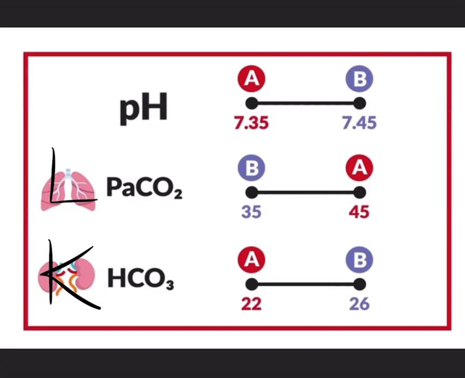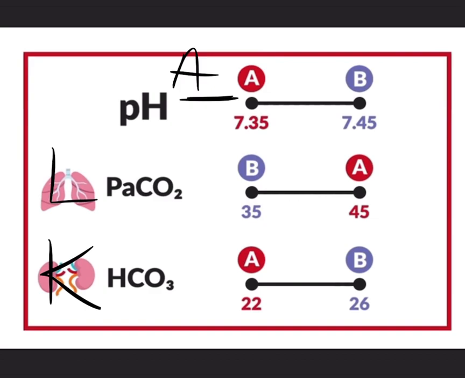Okay, so step number 1, we're going to take a look at that pH. The pH is 7.25. Let's take a look at our number line. The pH's normal range is 7.35 to 7.45. So 7.25 we know is below 7.35. It's somewhere down in here. So we know that the pH is acidic. Okay, boom, done.